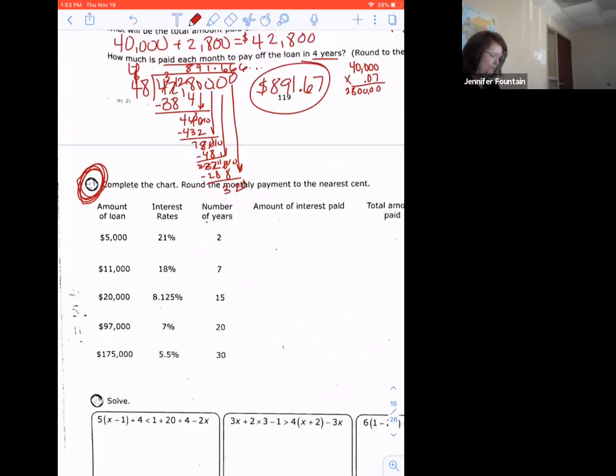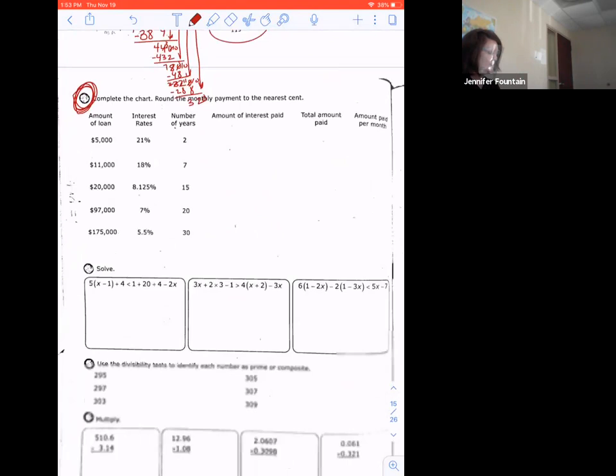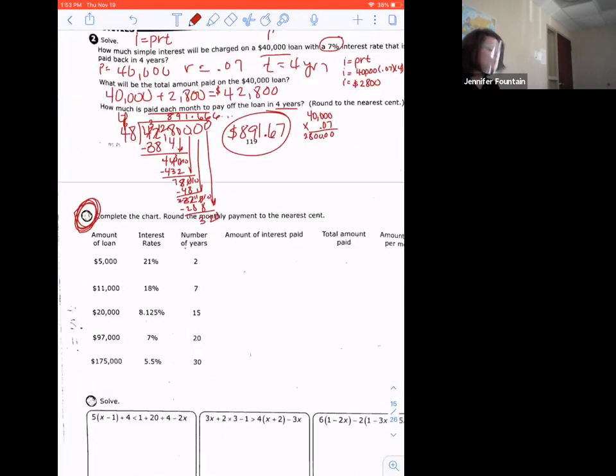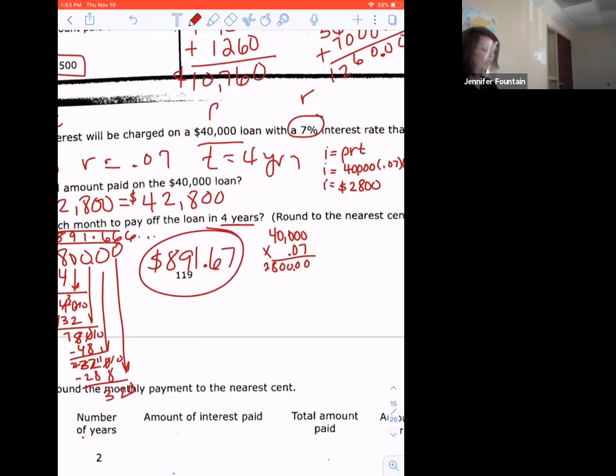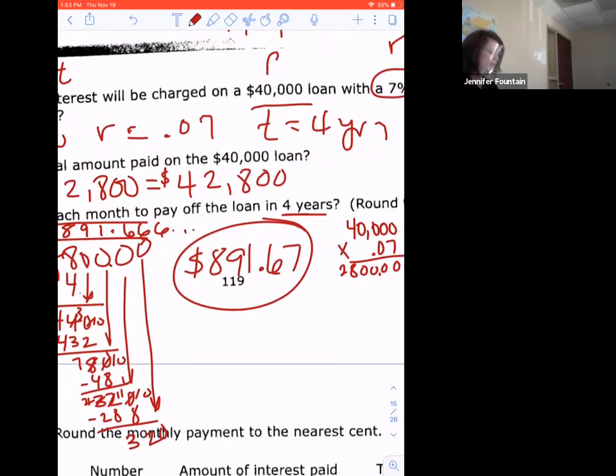I have a question. On that, do we need to put something that shows that it's repeating? So on that one, because the direction said to round to the nearest cent, then that's what we did. We said that I would need to round to that 6. Its neighbor is a 6, so I didn't have to do anything repeating. Good question though.